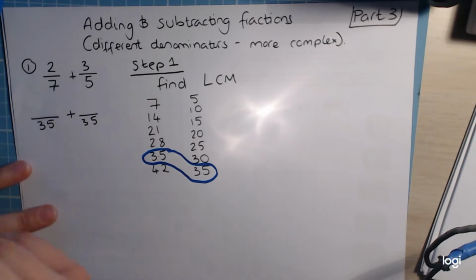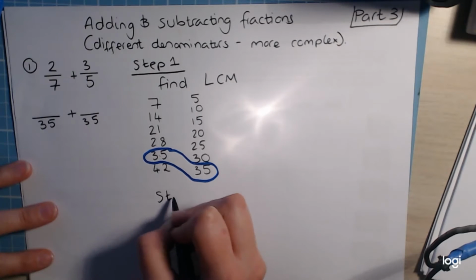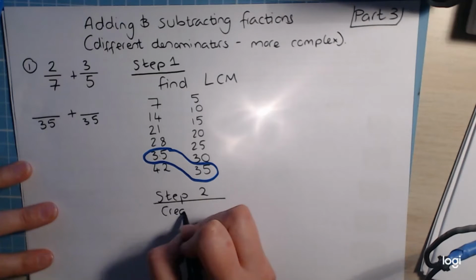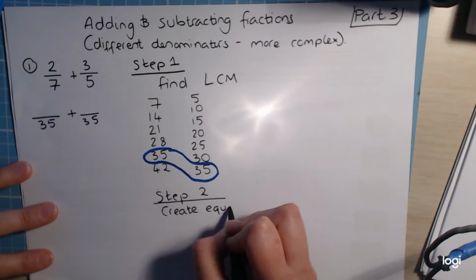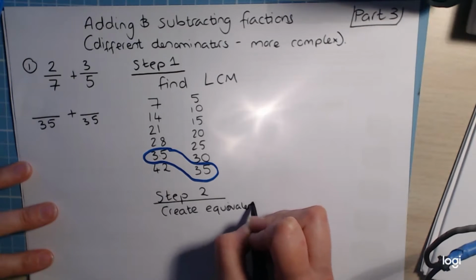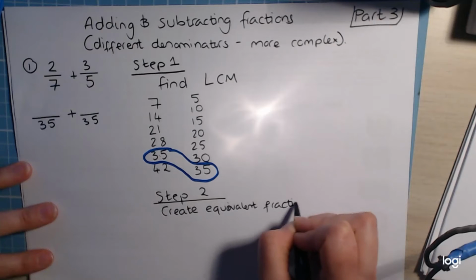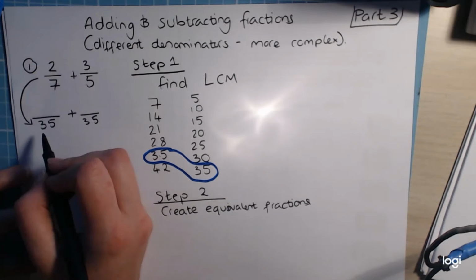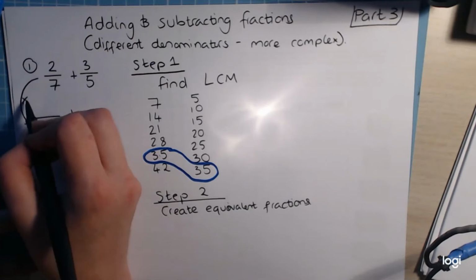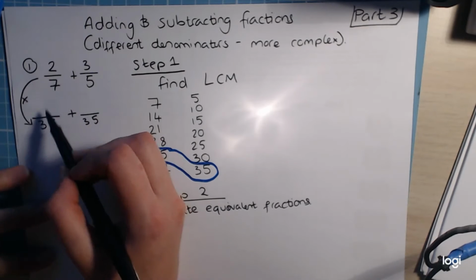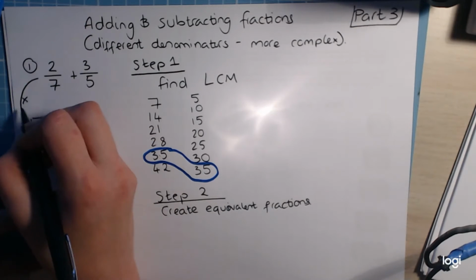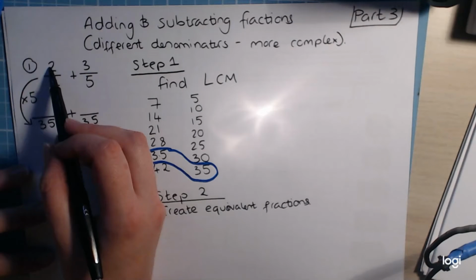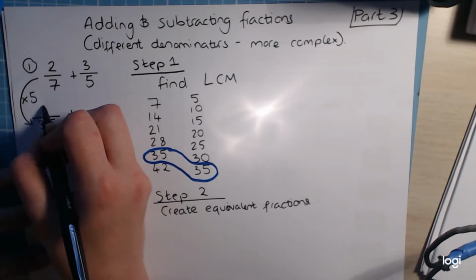Now the step we need to do is, let's see, step 2, create equivalent fractions. So we're going to look at here, what did we multiply the 7 by to get 35? 7 multiplied by what is 35? Equally, if you find it easier, 35 divided by 7, will tell us what we multiplied by, and it is a 5. 7 multiplied by 5 is 35. So we do the same thing to the numerator. 2 multiplied by 5 is 10.